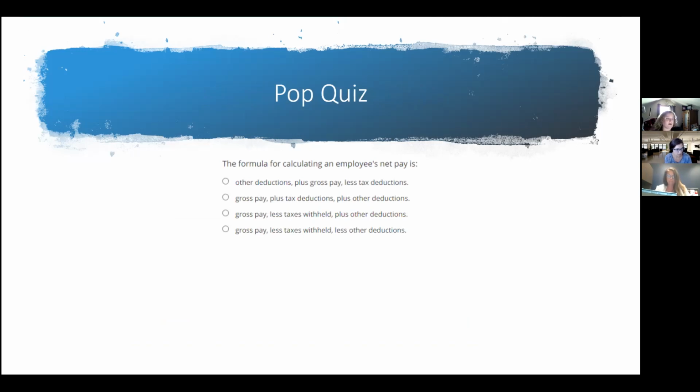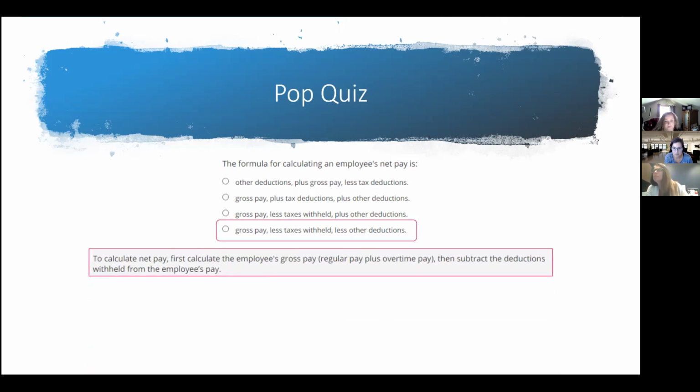Pop quiz: the formula for calculating employees' net pay is, oh gosh, we just talked about this. And again, net pay, take-home pay, what's in your pocket. How do we figure that out? Even though they're not lettered A, B, C, and D, you can all figure out which one's which, so you don't have to type all those in. You guys are awesome. We're going to take our gross pay, subtract our taxes, and then subtract any other deductions that we have. Very good.